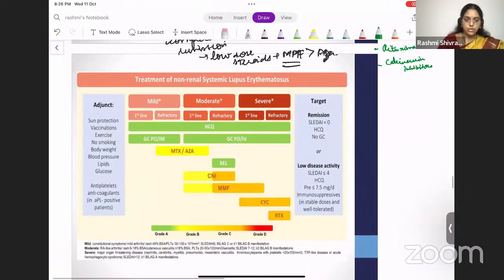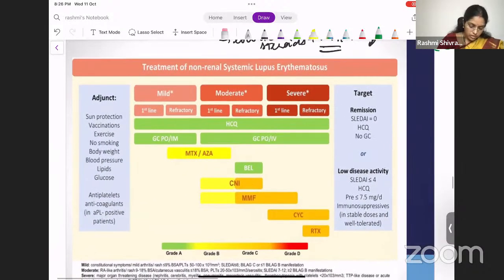So this is just to reiterate the points. Like I told you, the first line drug, in all the patients you will have HCQ. Then for mild disease, you give glucocorticoids, oral steroids. In mild, moderate and severe, you give glucocorticoids. That's the first line of drug. In severe disease, however, you give IV steroids.